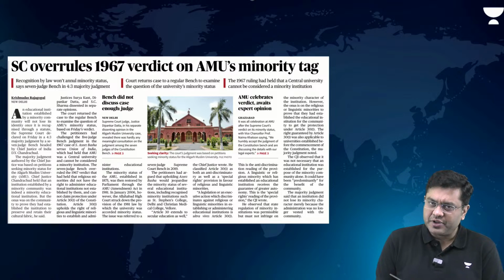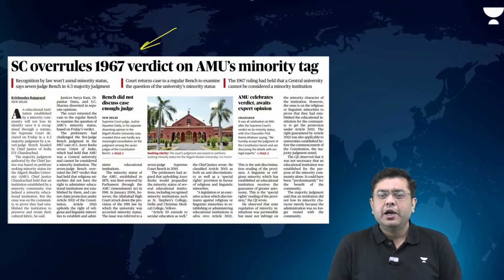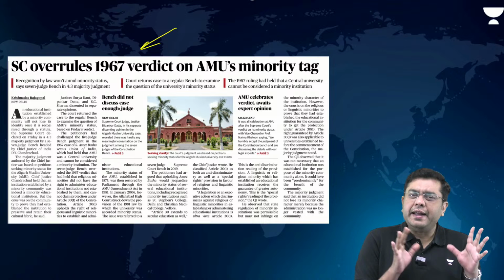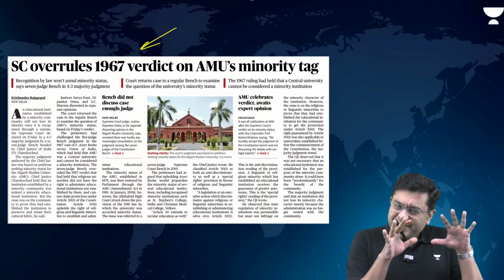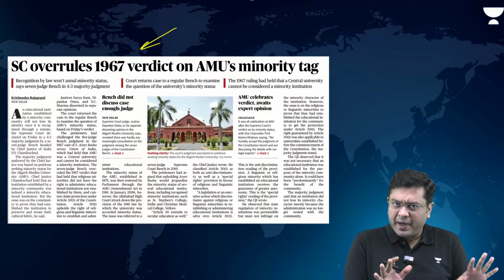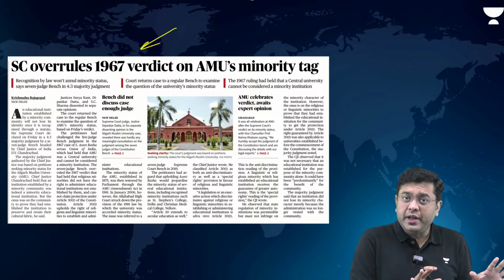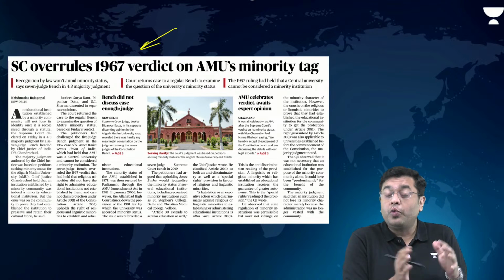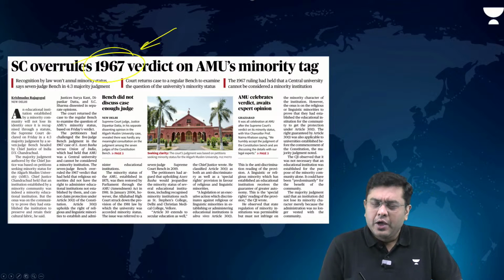Now, having said that, let us take a look at the first topic of the day, the first article, that is Supreme Court overrules the 1967 verdict on AMU's minority tag. Now, just to give you a kind of a pre-context, or first of all, what is the background of it? So we will declutter this entire topic into various parts. First of all, I understand, and it is absolutely okay to know or not be knowing about what is the background of it. So what is the background of the 1967 verdict? What did Supreme Court observe at that point of time?